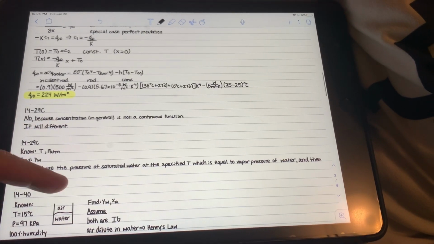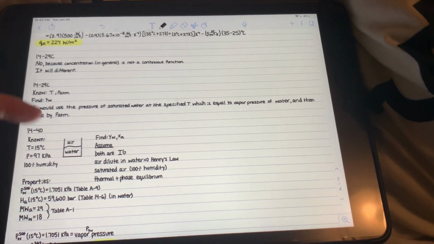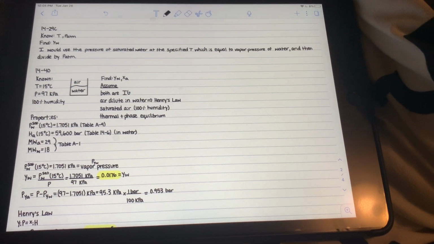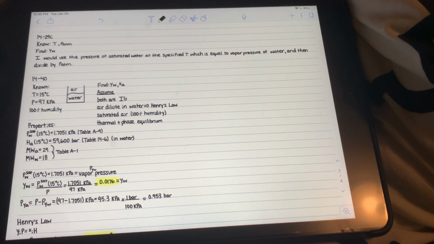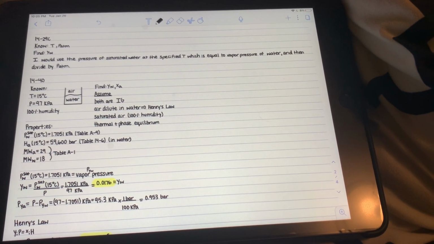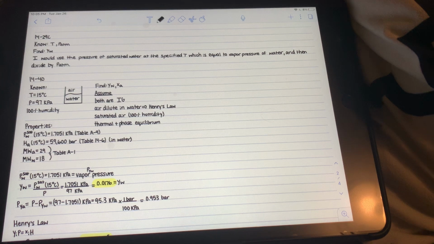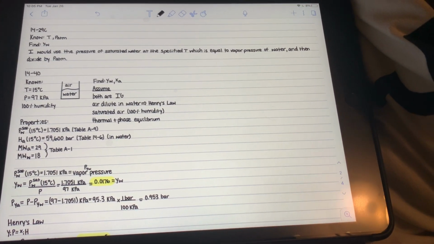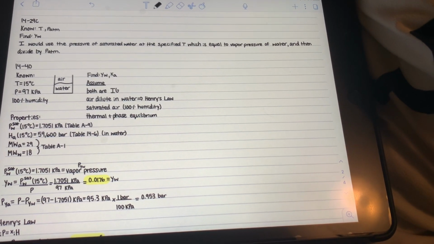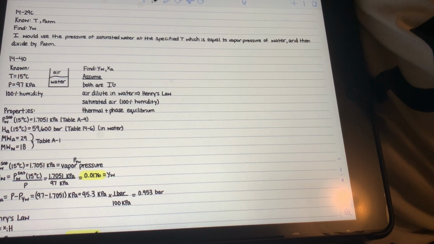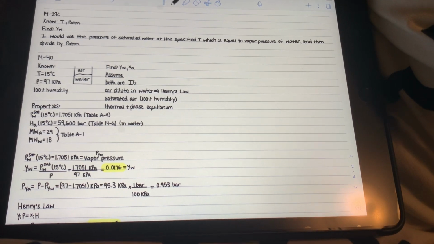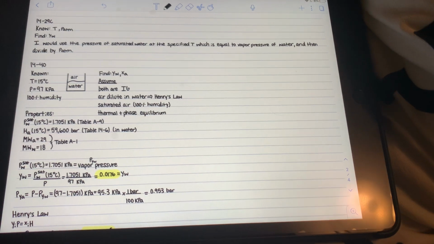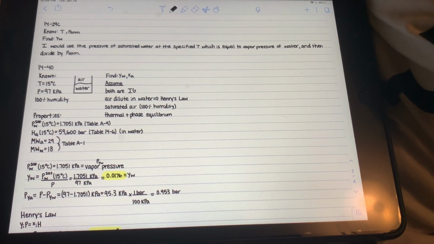And then for 14-40, you have a cup of water sitting out just in a room, so it's going to be water and air interfacing, and we know the temperature and pressure, and also that it's 100% humidity, which means that it's saturated air, and air is dilute in water, meaning not a lot goes in, so Henry's law is applicable. They're in equilibrium, and both are assumed to be ideal gases.